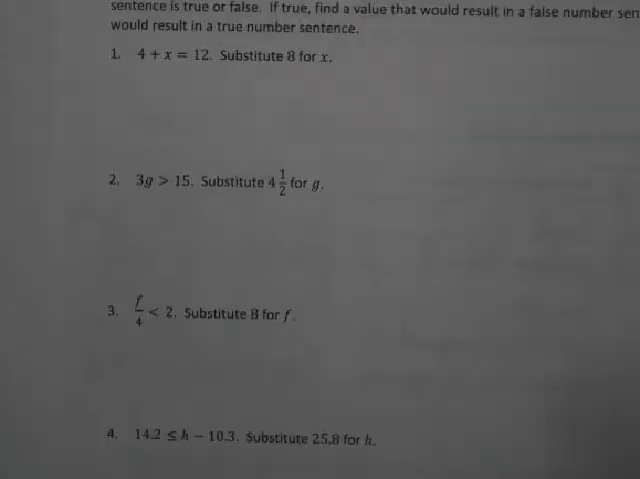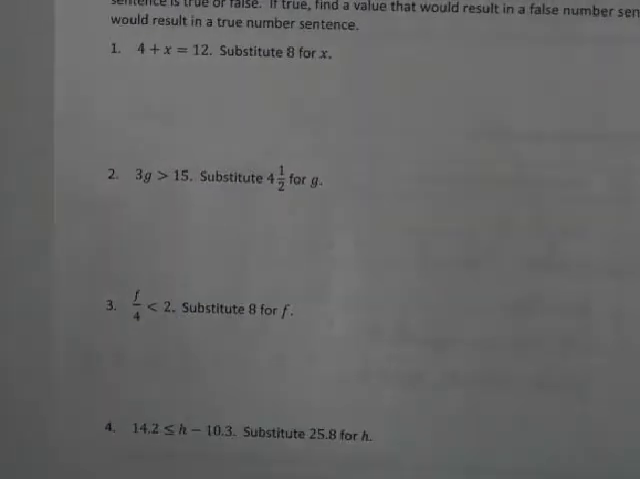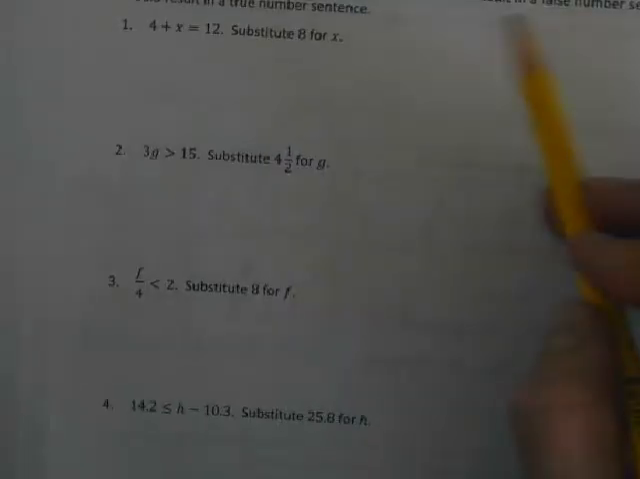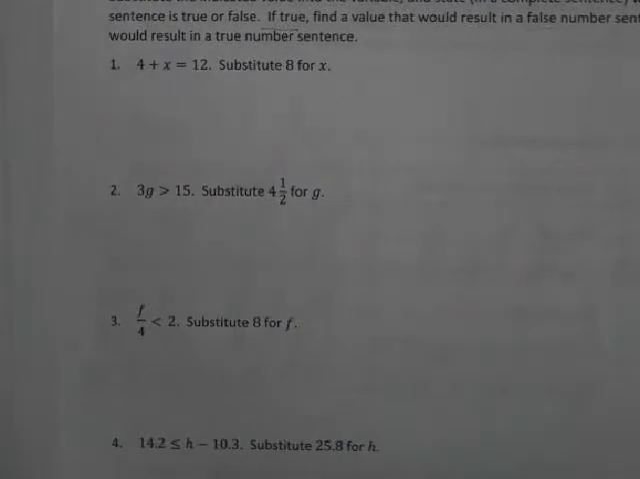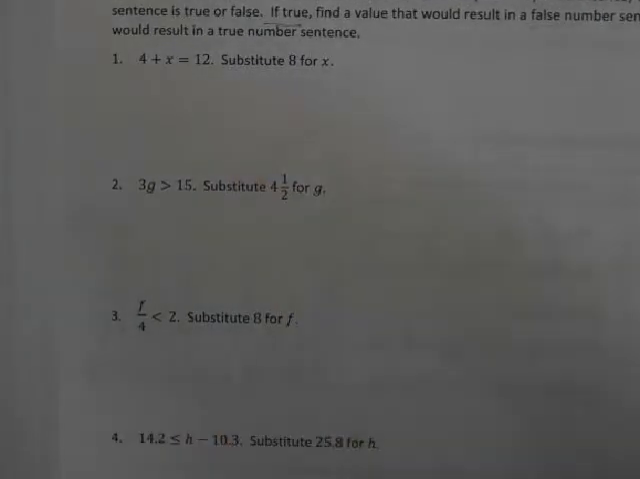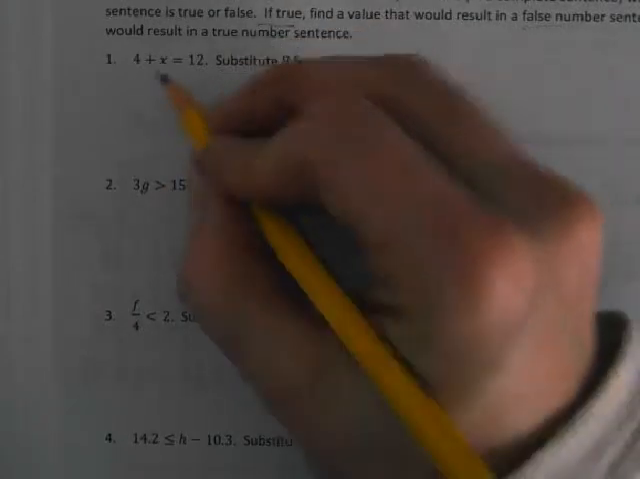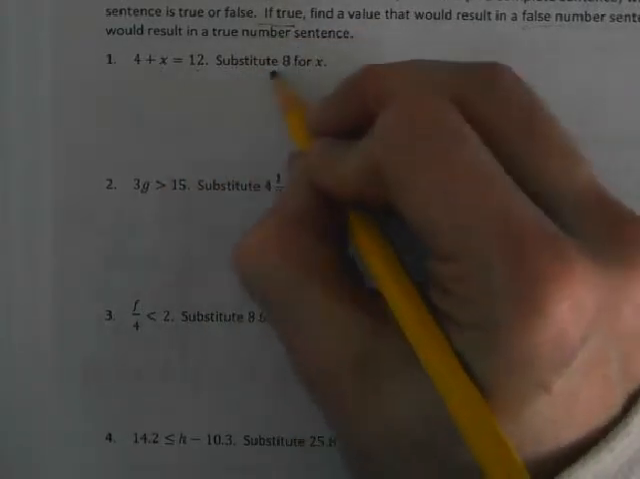So for number 1, we have 4 plus x equals 12. Substitute 8 for x. Now up here it says if it's true, find the value that would make it false. And we need to make a sentence that would say it would be false if. Now if our answer is false, we're going to say what it would need to be to make it true.